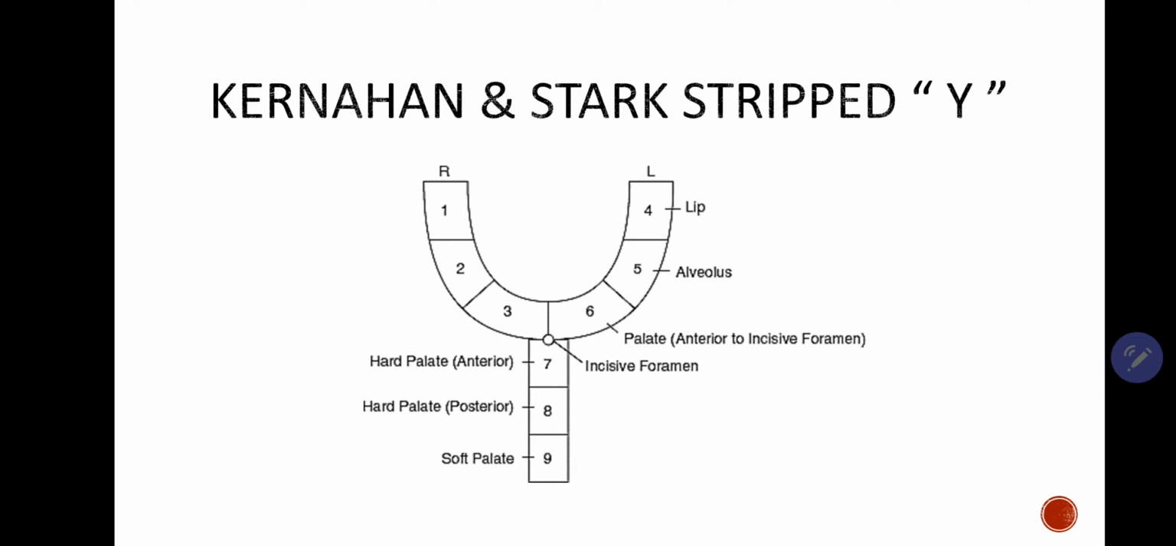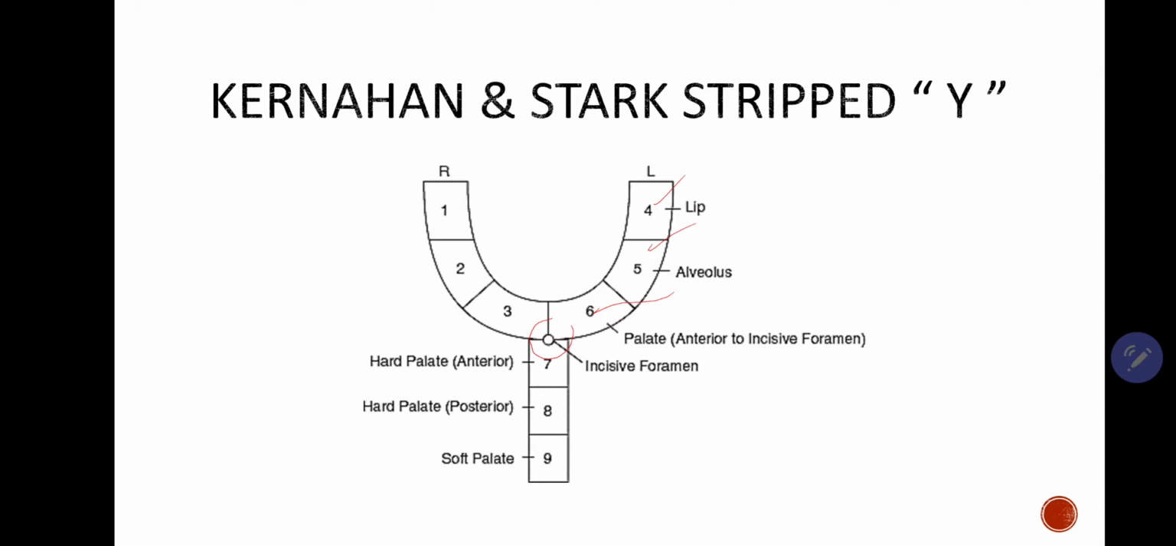Coming to the next classification, we have Kernahan and Stark's striped Y classification. This is a very important classification. In this you can see a Y-shaped strip which is present. You have different blocks in that. Totally 9 blocks are present, which are numbered from 1 to 9. You have 2 sides, that is the right and the left side. Coming to the left side, you have 3 blocks which are numbered as 4, 5 and 6.